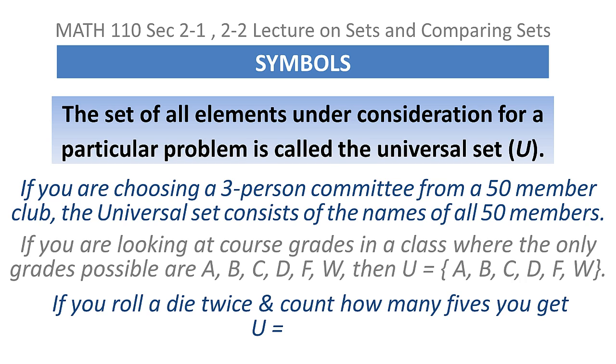If you roll a die twice and count how many 5s you get, well, think about it. If you roll a die twice, you could get no 5s. Even though you rolled it twice, you're not guaranteed a 5, so you could get 0 5s. You could get a 5 and then something that wasn't a 5, so you could get exactly 1 5. Or it's possible you got a 5 both times. So the universal set there would be the possible number of 5s when you roll the die twice. You could get no 5s, you could get 1 5, or both of them could be 5s. That would be the universal set for that problem.